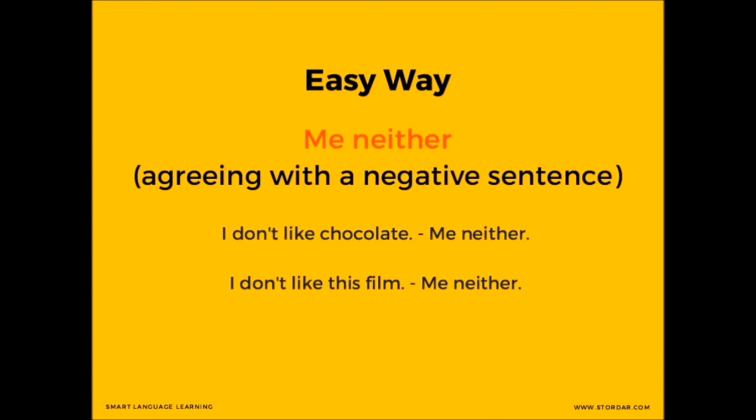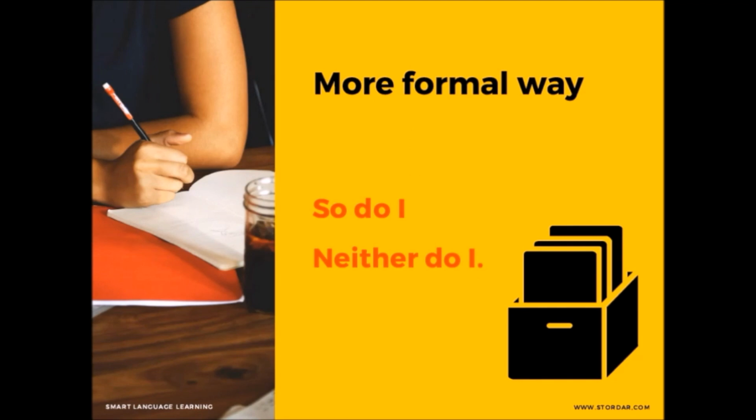Very simple. But if you react to a negative statement, you need to use me neither instead of me too. So, I don't like chocolate. Me neither. I don't like this film. Me neither. Okay? So there is a more formal way to agree with different opinions and different statements.